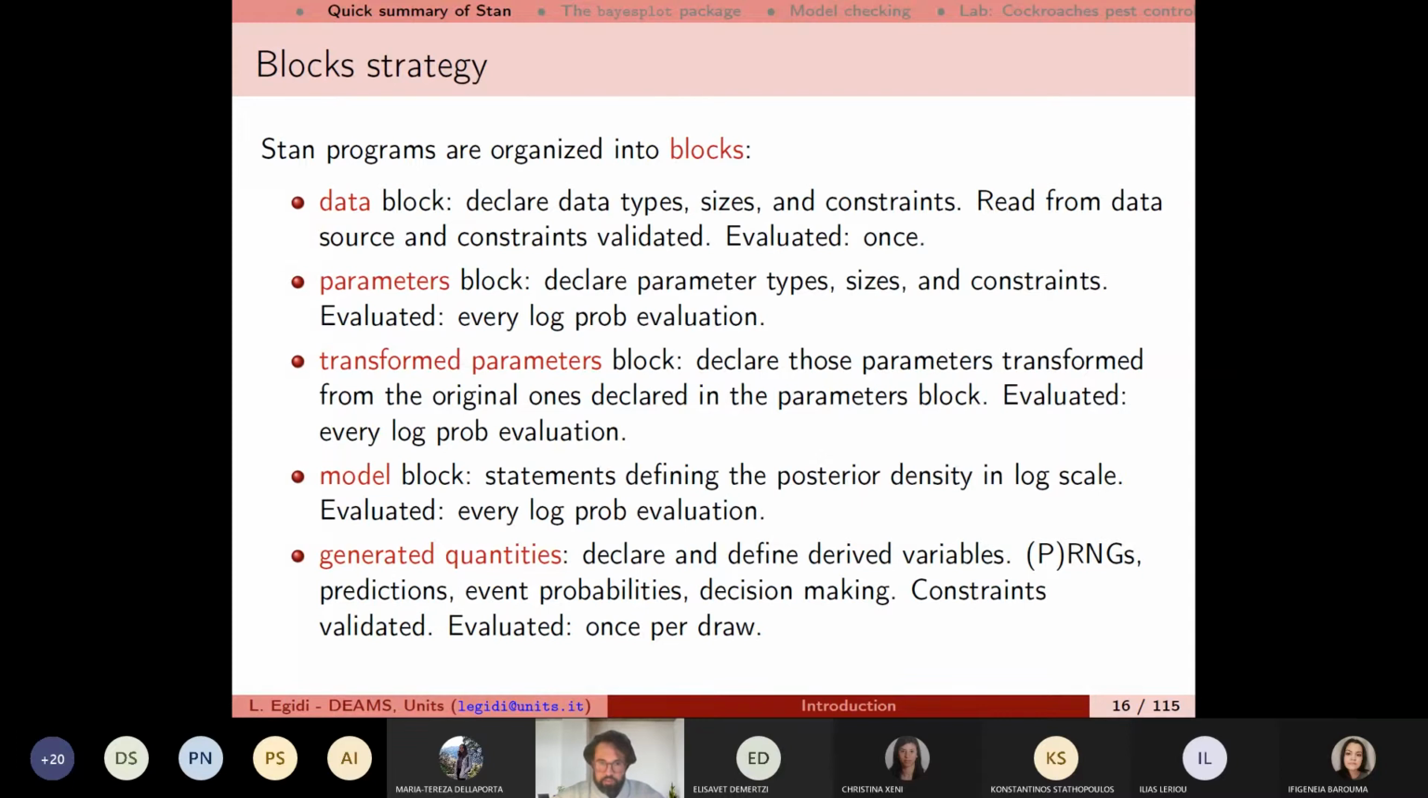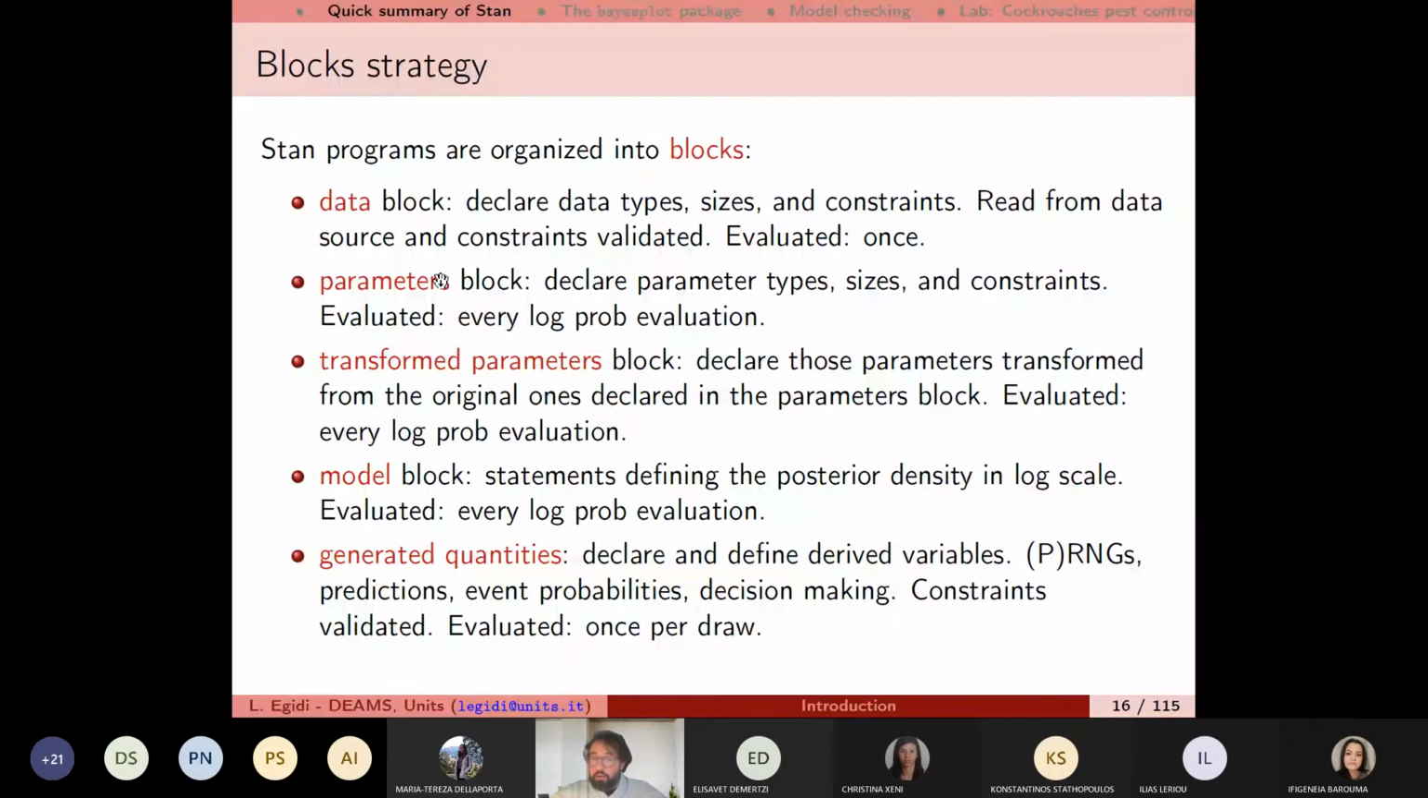There is a block strategy. So STAN programs are organized into blocks. There is a data block in which you declare data types, sizes, constraints, and this is particularly new. This is not something which happens, for instance, in JAX or in WinBUGS, where you have no need to declare your data. Instead, in STAN, you need to declare your data beforehand, the constraints, the sizes.